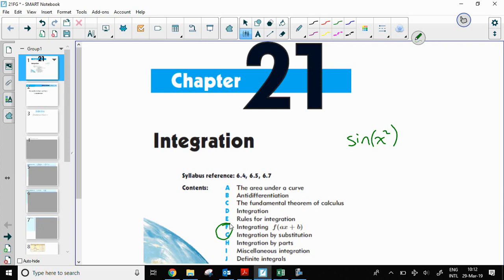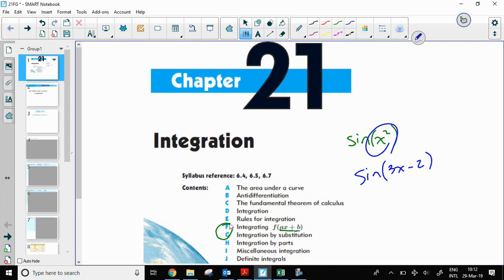So let's take a look at it, and I want to start off by referencing section F. Section F is integrating a linear function of x. So this one here, that's not linear, right? That's quadratic. So I guess a better example would be if it had said sine of, for example, 3x minus 2 or something like that.